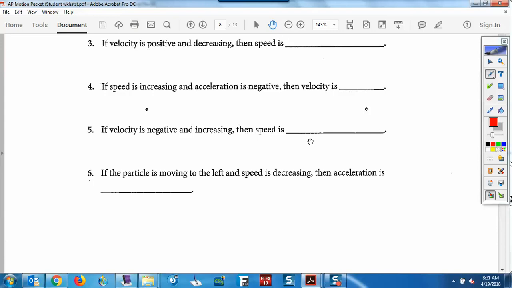If a particle is moving to the left and speed is decreasing, then acceleration is positive, because moving to the left means its velocity is what? Velocity is negative, so the speed is decreasing. If it's slowing down and velocity is negative, then acceleration's got to be opposite, got to be positive. Okay, so those are some things to think of.